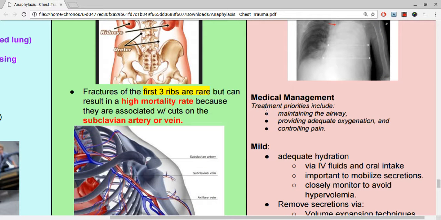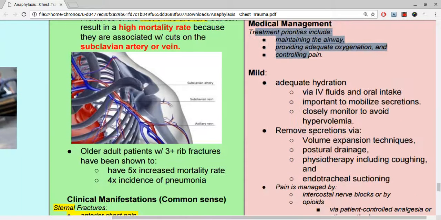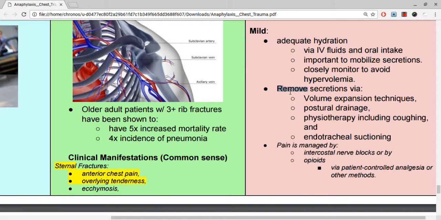Medical management. Basically, repetitive stuff that we've mentioned already, like controlling pain, providing oxygenation, and maintaining that airway. In the mild form, you're going to focus on adequate hydration via IV fluids, oral intake, and you're going to mobilize those secretions, because stagnant water is a perfect medium for bacterial growth. So you want to be moving the patient around. You're going to closely monitor them to avoid hypervolemia, and you're going to remove the secretions via volume expansion techniques or postural drainage, and physiotherapy like coughing, encouraging the patient to cough, or you can do some endotracheal suctioning.